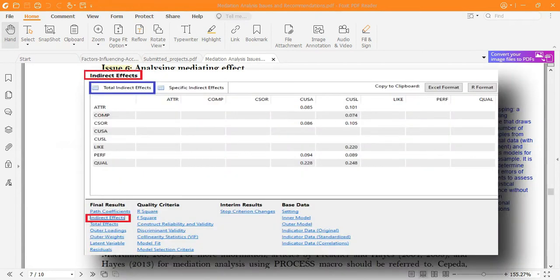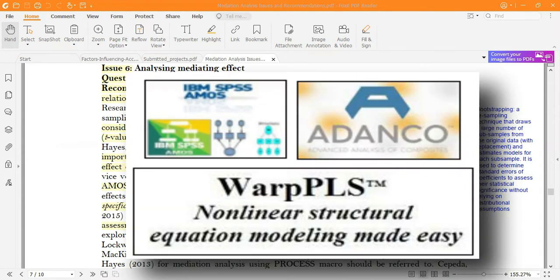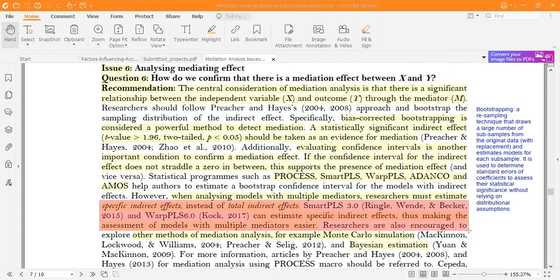Here you are looking at an image from Smart PLS showing the specific indirect effect link, where if you click it, you will get the specific indirect effect. One more thing: Smart PLS and ReP PLS can estimate the specific indirect effect, thus making the assessment of a model with multiple mediators easier. So in this way, by estimating the specific indirect effect, multiple mediation is easier with the help of Smart PLS and ReP PLS.